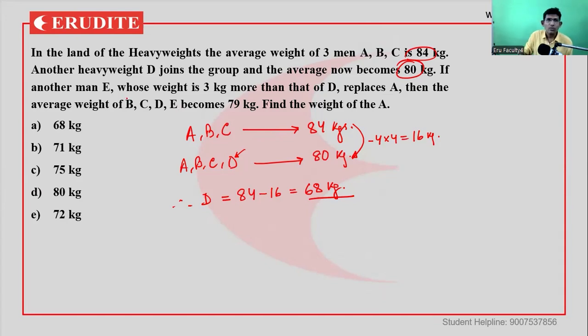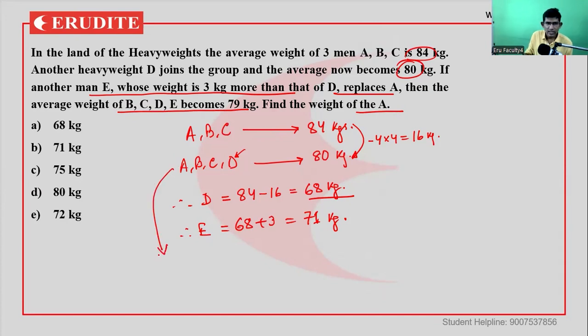Right? Then it says E, whose weight is 3 kg more than D. So from this I can say E is equal to 68 plus 3, which is 71 kg. Okay. Next it says, if E replaces A, then the average weight of BCDE is 79 kg. Find the weight of A.